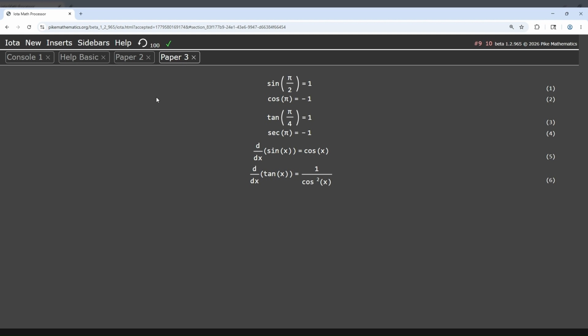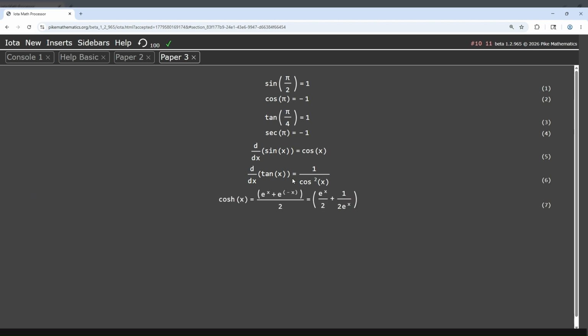We also have the hyperbolic functions in the system. For example, let's just talk a little bit about the hyperbolic cosine function. The hyperbolic cosine function is equal to e to the x plus e to the negative x, all divided by 2. All right. So you look right here. This is the way you'll typically see hyperbolic cosine written.